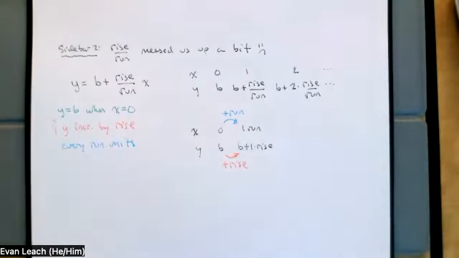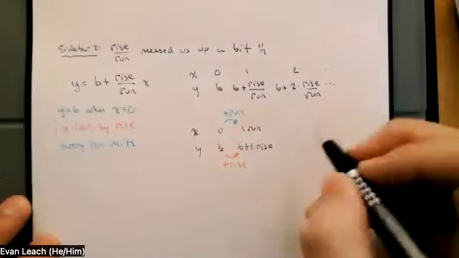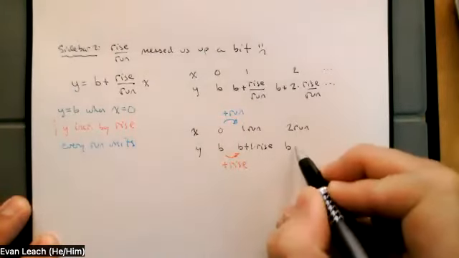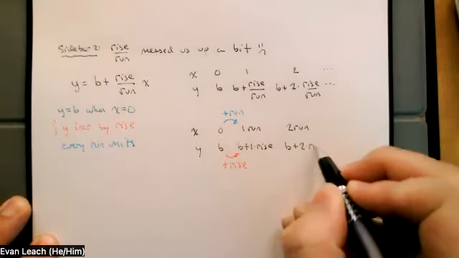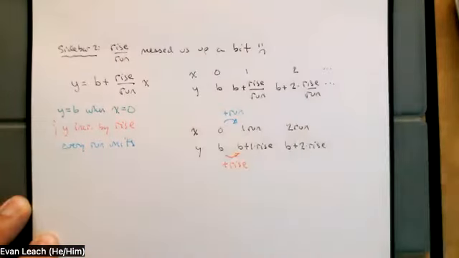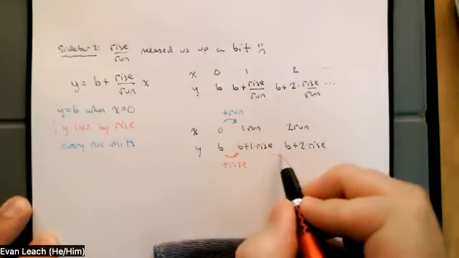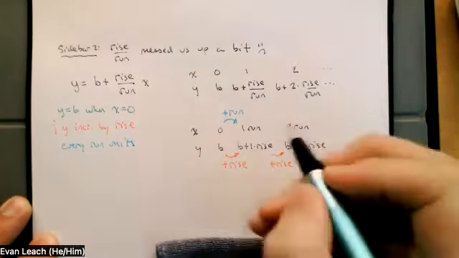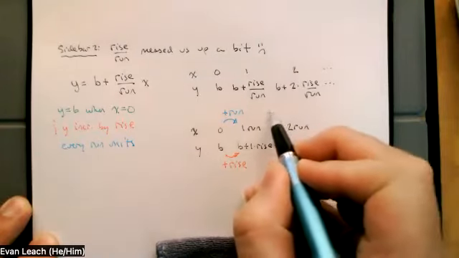So after 1 run, we increase y by 1 rise. If we add another run, 2 runs, then y is increased by 2 rise. We add the rise every run units.